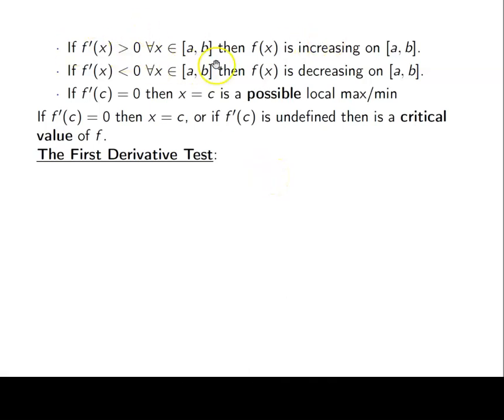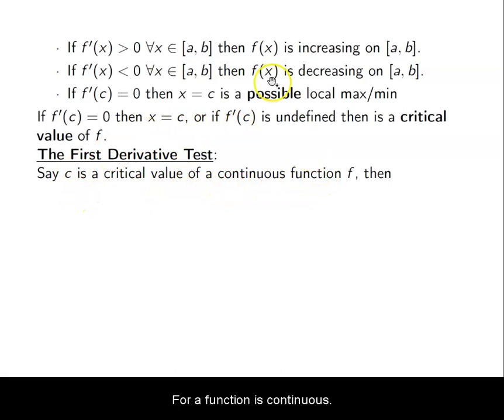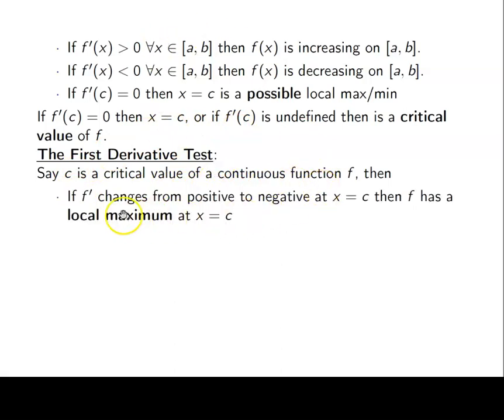Using the knowledge of when my function is increasing and when my function is decreasing based on the derivative, I can use that fact to try to find maximum and minimum values. Let's say that we have a critical value, c, for a function that's continuous. Then if my derivative changes from positive to negative at that critical value, I'm going to have a local maximum.